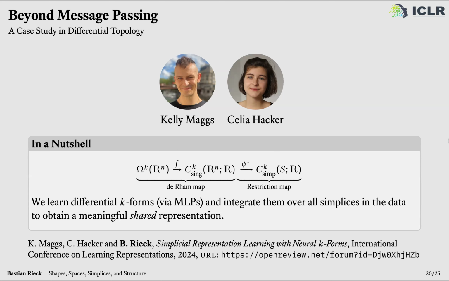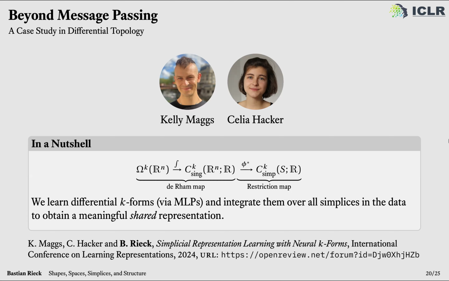we're learning differential K-forms, so volumetric elements of the data. We learn those using very nice multi-layer perceptrons, and we integrate them over all simplices in the data, so over all graphs and simplicial complexes and so on in the data, and we obtain a shared representation. So the interesting thing is that this method, which we use for graph classification, among other things, sees all the individual simplices and learns one aggregated or average representation, meaning that in contrast to a message passing layer, we actually have some kind of basis element that tells us what is going on in the data set.